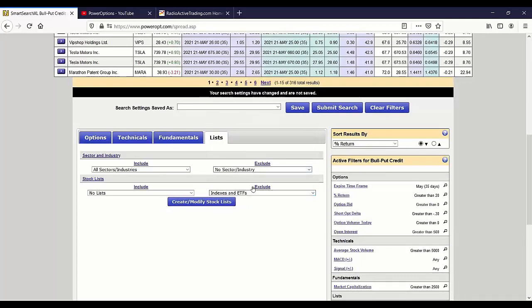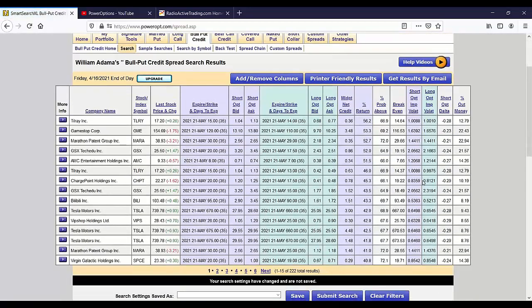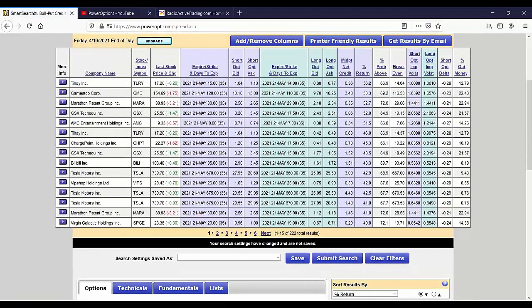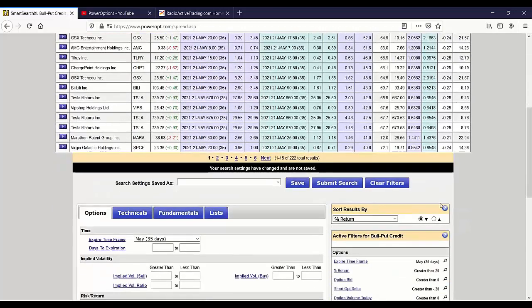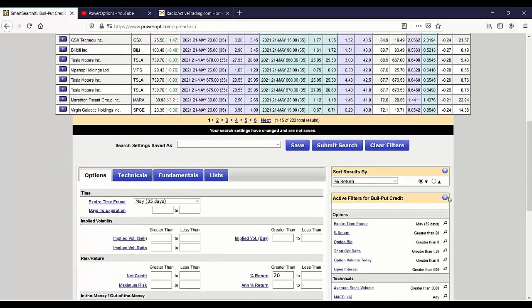Okay, so I'm going to exclude indexes and ETFs from our search. Let me submit that. Oh, sorry, didn't mean to bump the microphone there. So now this is going to take some out of our list. We narrowed it down to 222 total bull put credit spreads for standard expiration.